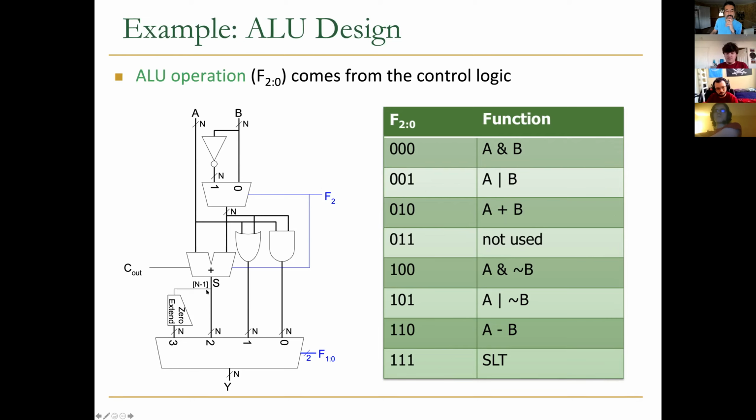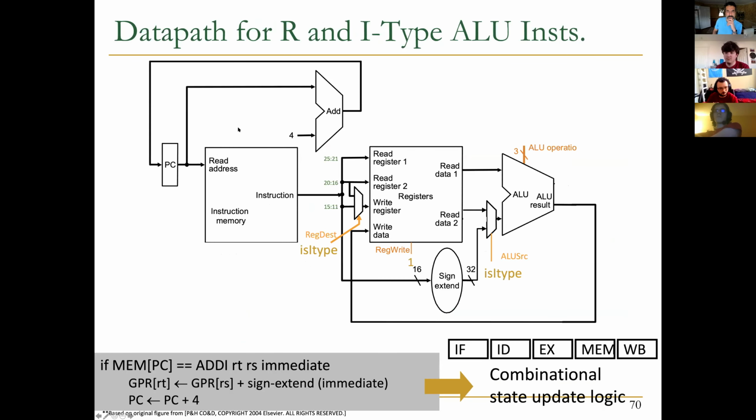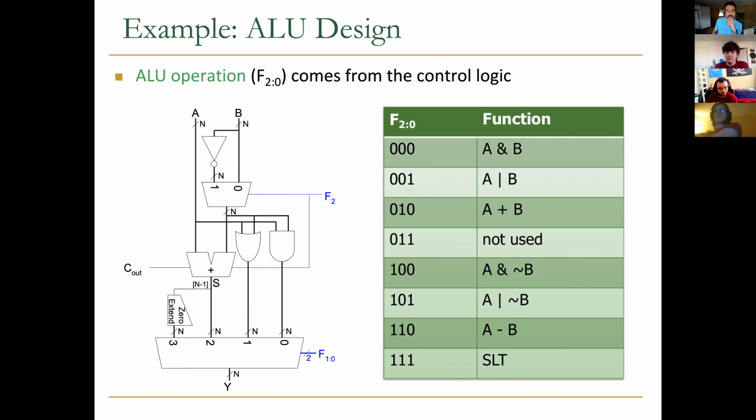Let's see what comes here. Here you get A and either B or not B, depending on what F2 is. F2 in this case is 0, so B is selected. So you get A, you get B here, and input 2 is selected. So A and B go all the way down to Y, and you get A plus B.